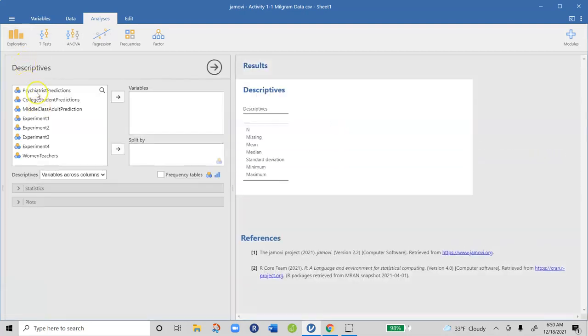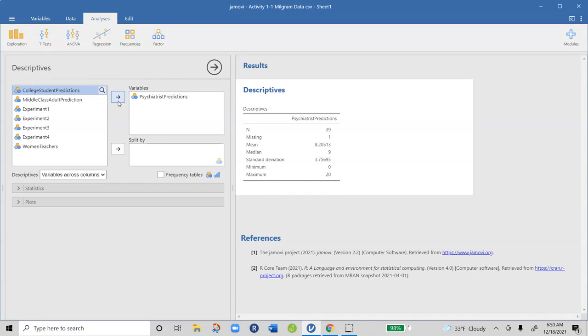And then you'll see a whole bunch of variables listed down the left-hand side here in this box. We're only going to look at one variable at a time here. We're starting by looking at psychiatrist predictions. So before Milgram conducted his research, he asked psychiatrists, how far up that shock scale do you think people will go? How high do you think they'll go? So we're going to analyze that data here. We're moving that variable over into the variables box. And you can see that descriptive statistics pop up on the right-hand side.